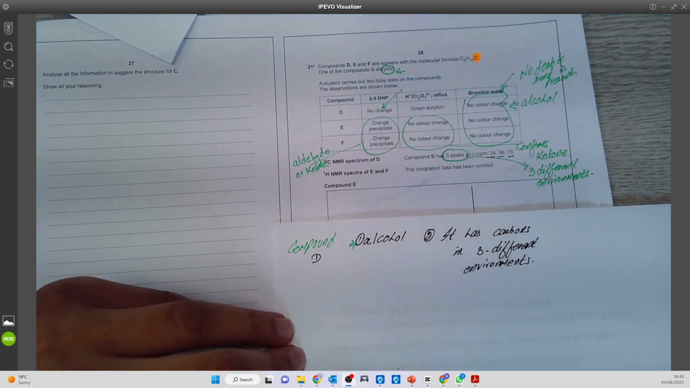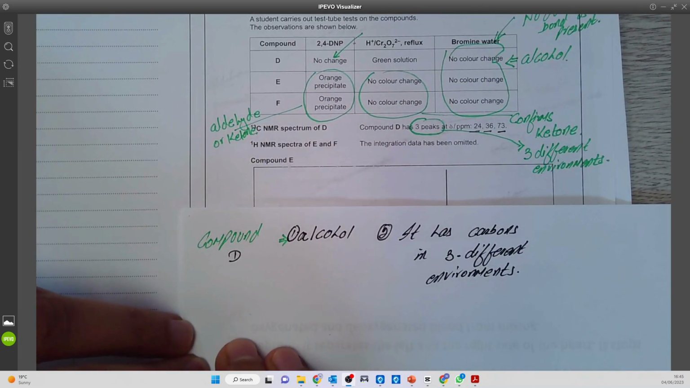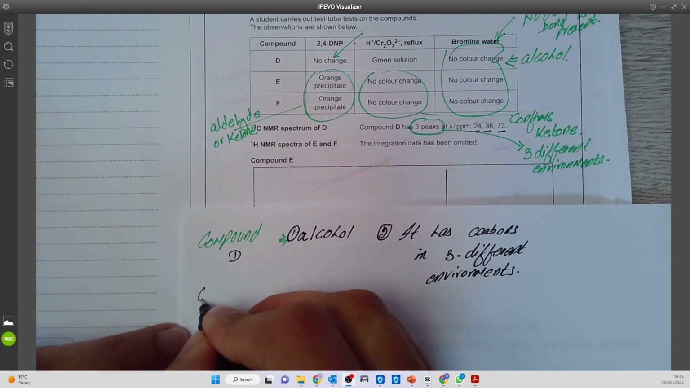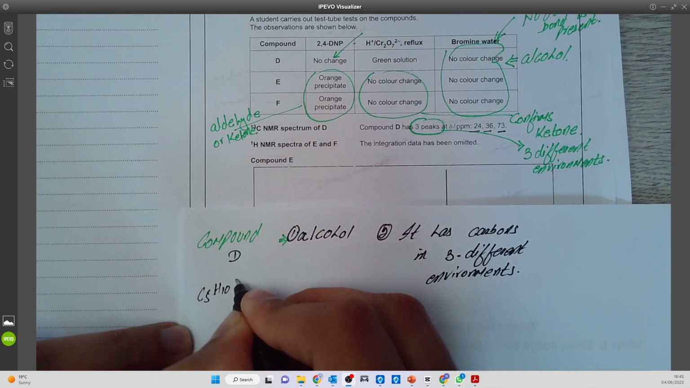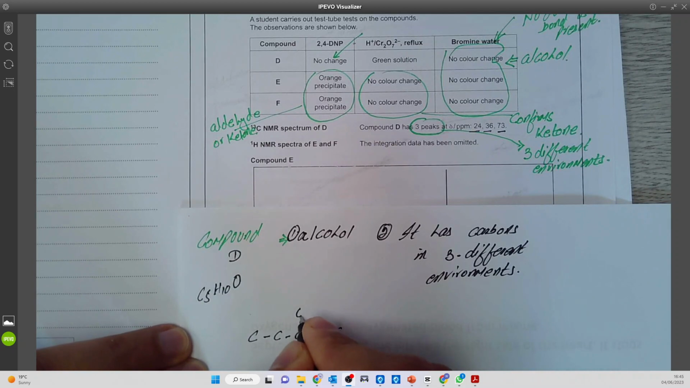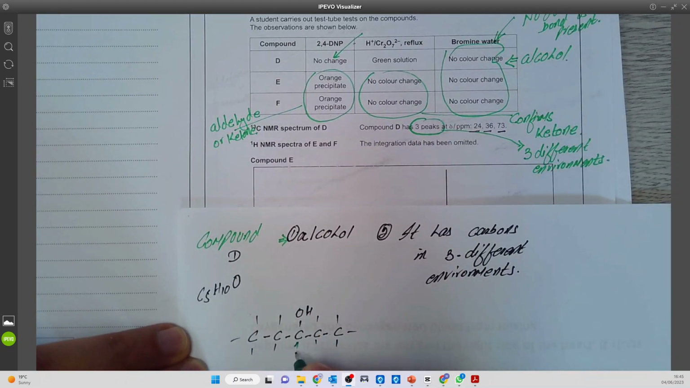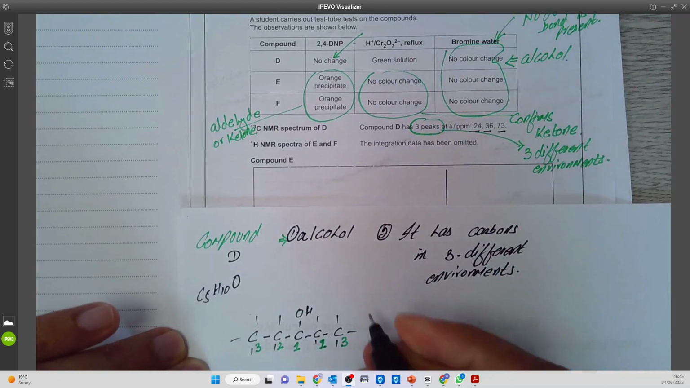Once I've done this, now I need to start working out what the structure will look like. What's the molecular formula? C5H10O. So if I look at it, I can say 1, 2, 3, 4, 5. If I put my OH here, 1, 2, 3, 4, 5. What I can see here is I'll have one peak due to this, one peak due to this, and this is environment 2, environment 2, environment 3, and environment 3. So it will produce 3 peaks.